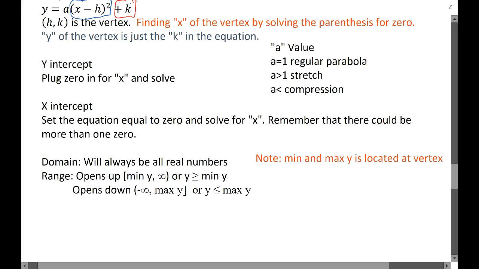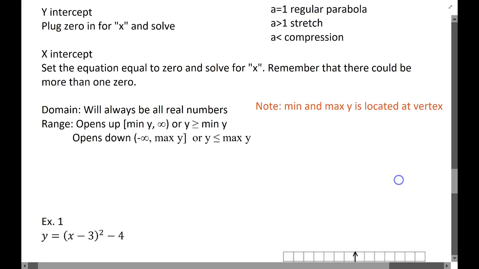Your domain will always be all real numbers, and then your range, if it opens up, will be your min y value to infinity, and if it opens down, it'll be negative infinity to your max y value, which can be found at the vertex.